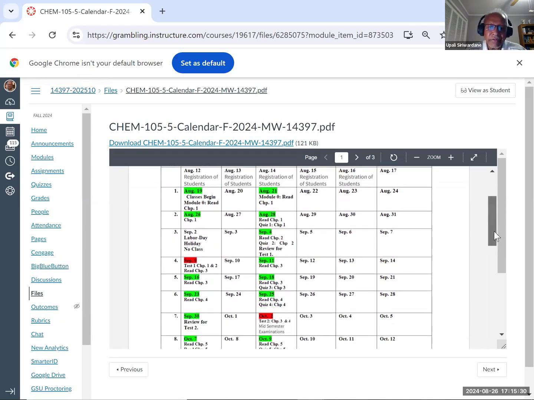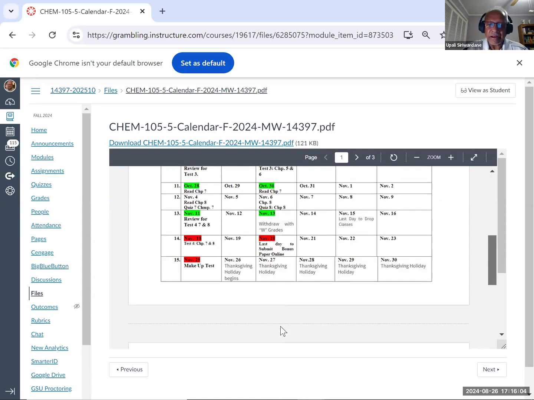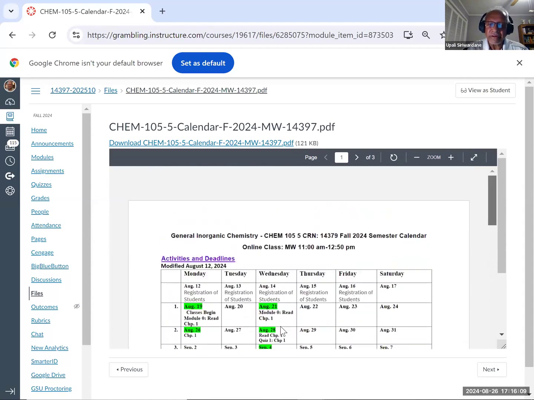On the red dates here, somewhere around September 9th, we're going to have test 1 on chapter 1 and 2. Then we're going to have a second test on October 2nd, third test on October 23rd, and so on. If you look at the calendar, everything is outlined. Test dates, assignment due dates.